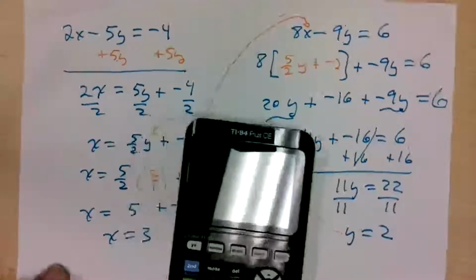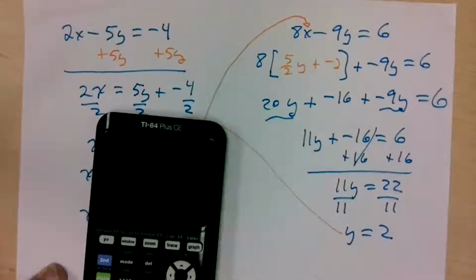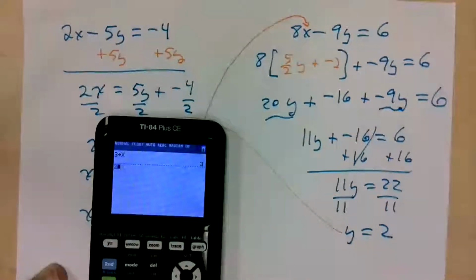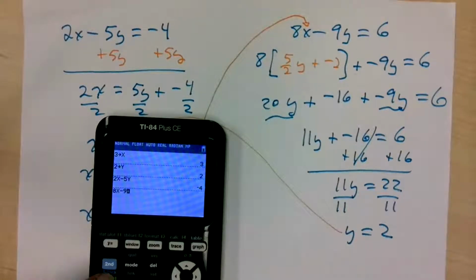The way the calculator check will work, find a spot with no shadow. I will say 3 store in x. Hopefully you can see that. I will say 2 store in alpha y. And then check 2x minus 5y. We hope it's negative 4, and it is. 8x minus 9 alpha y, we hope it's 6, and it is.